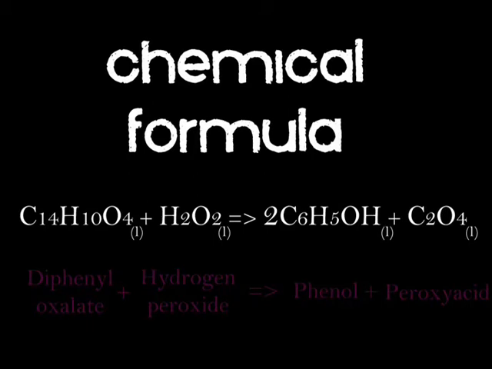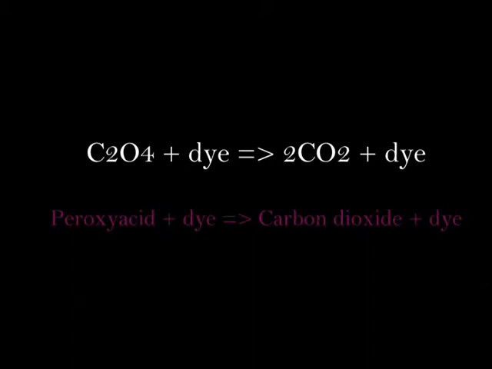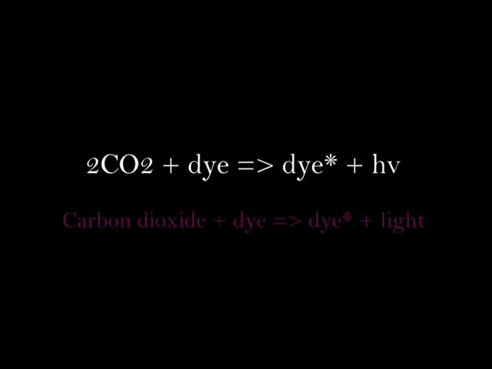You can see now the chemical formula of the reaction. As we said before, we had diphenyl oxalate and hydrogen peroxide. What happens is that hydrogen peroxide oxidizes the diphenyl oxalate. Therefore, the type of reaction is an oxidation reaction. This mixture produces phenol and a peroxy acid. Then, the peroxy acid suddenly decomposes into carbon dioxide and releases energy. After that, carbon dioxide interacts with the dye and produces light.